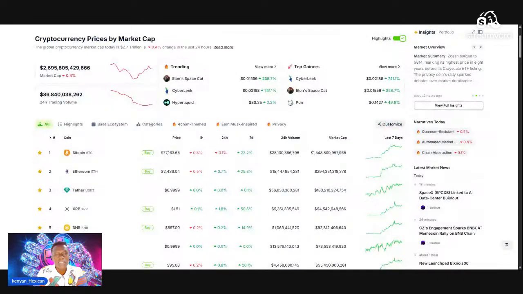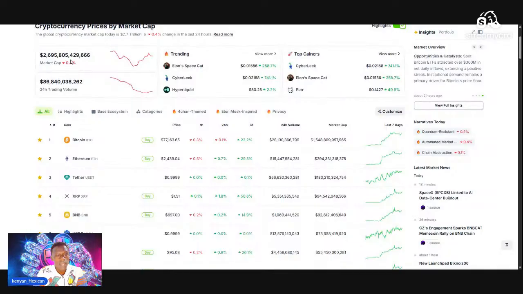The global cryptocurrency market cap today is sitting at 2.7 trillion. Actually, in another video, it was 2.6. That means price is moving up for the entire market for cryptocurrencies. You can see the market cap here is 2.695, almost 2.7. And again, this is the 24 hours trading volume. You'll see it here, 86 billion.